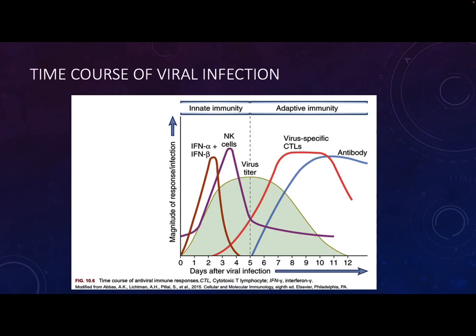So again, in the early stages, that innate immunity, you've got high levels of interferon, you've got high levels of natural killer cells, the viral titer, the amount of viral particle in the body, kind of peaks right here, right before this transition. And then we start to get the virus-specific CD8 positive T cells and the virus-specific antibody.